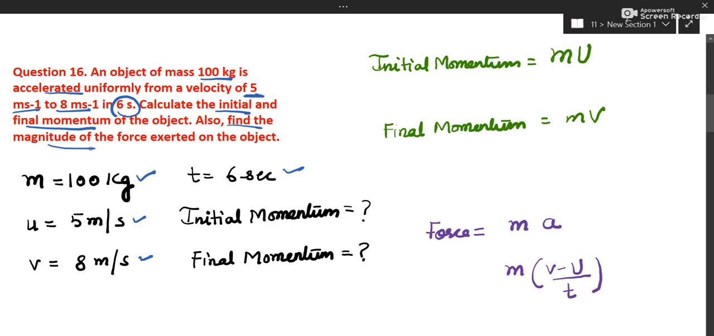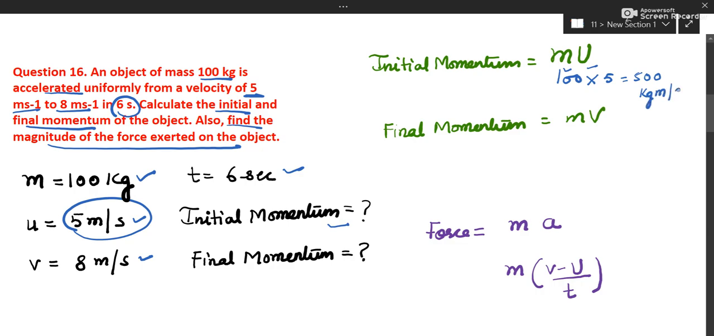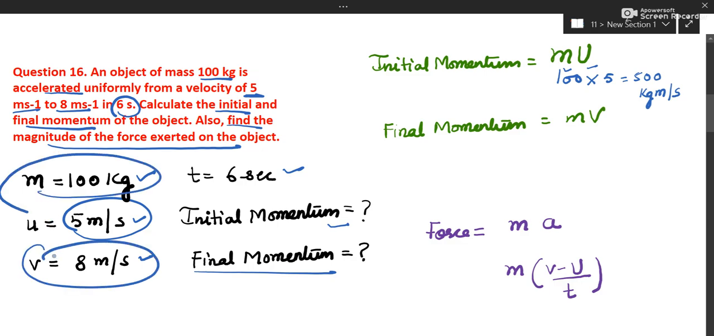Also find out force. So initial momentum is equal to mass into initial velocity. Mass is 100 and initial velocity is 5. So basically it is 500, but then you'll have to put units, that is kg meter per second. Similarly, final momentum will be equal to m into v, so this is m and this is v. So it will be 800. But don't forget to put units.